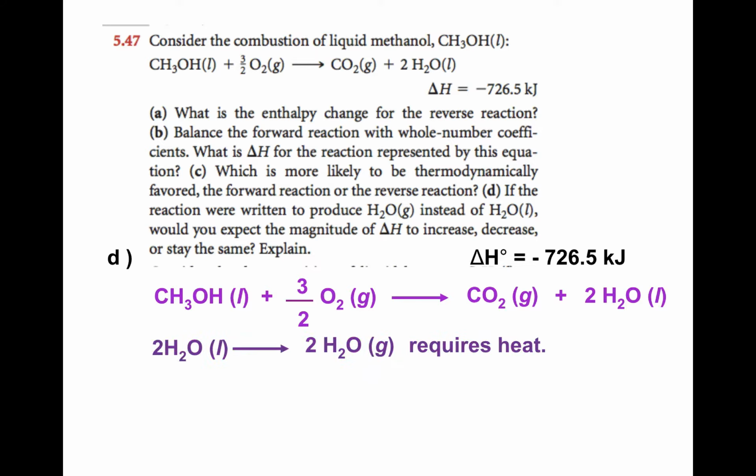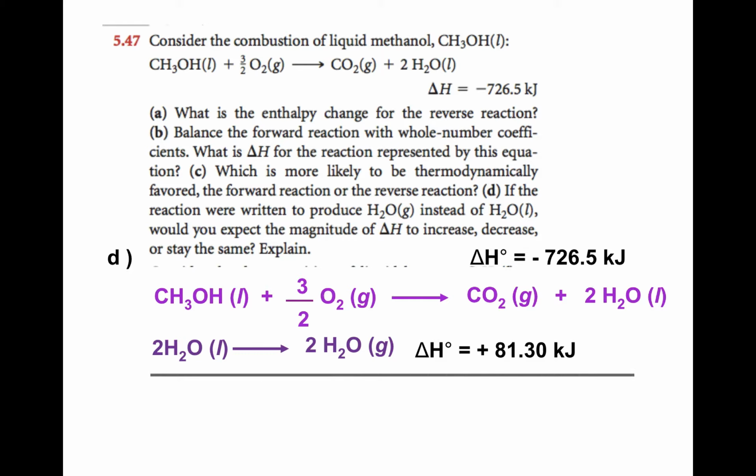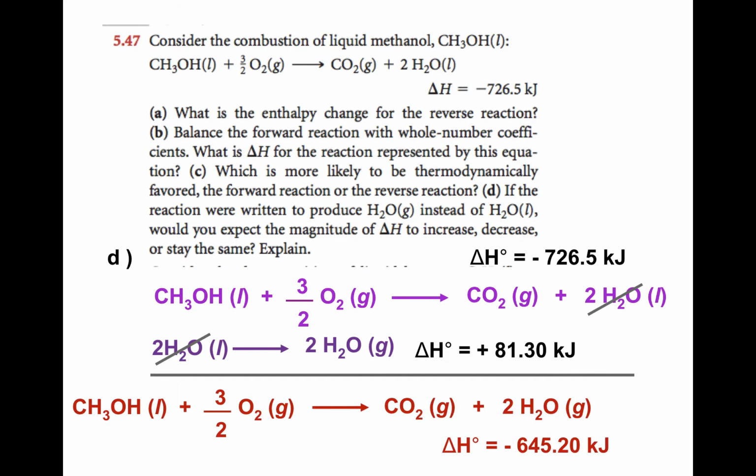In order for liquid water to go to gaseous water, you have to put heat in. Going from 2 moles of liquid water to 2 moles of gaseous water, I looked up on the internet, it's going to cost you 81.3 kilojoules. So using Hess's law, if I added these two thermochemical equations together, liquid water goes into the reaction the same way it comes out, so it cancels. And when I add these together, I get gaseous water being produced.